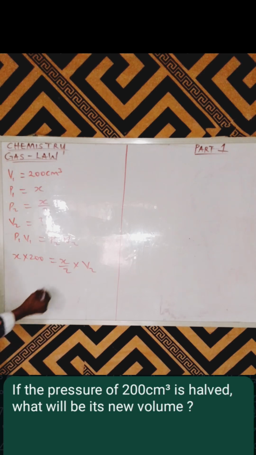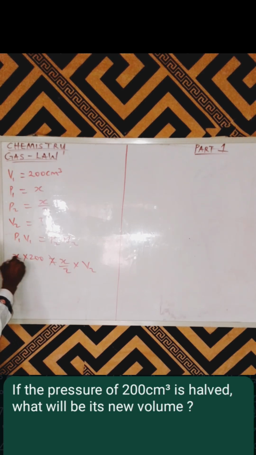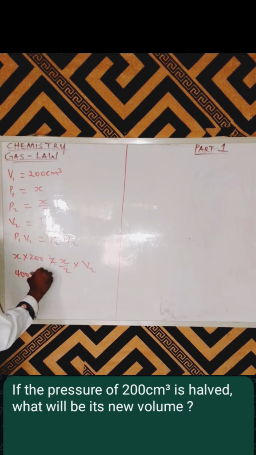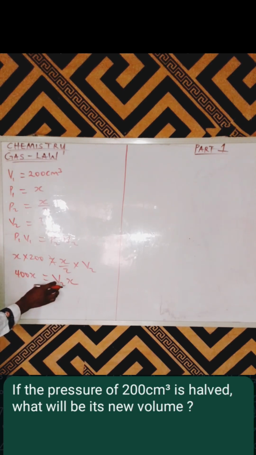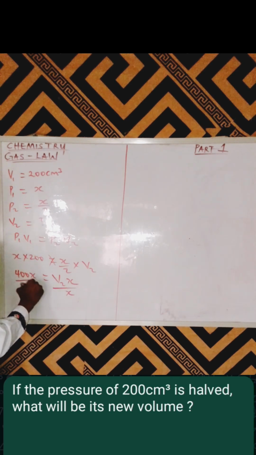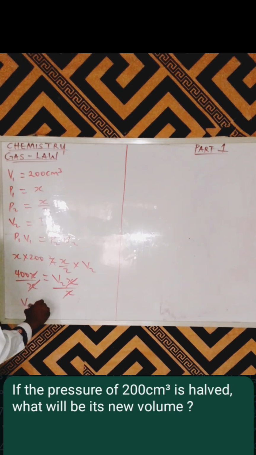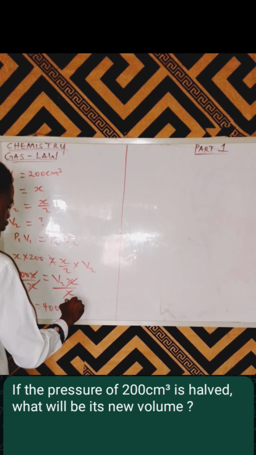Hope you know that. So if I cross multiply, I'm going to have 2 times all this here. So I'm going to have 400X is equal to V2X. Since I'm looking for V2, I'm going to divide both sides by X over X. X will cancel X. So V2 is equal to what? Is equal to 400 centimeter cube.